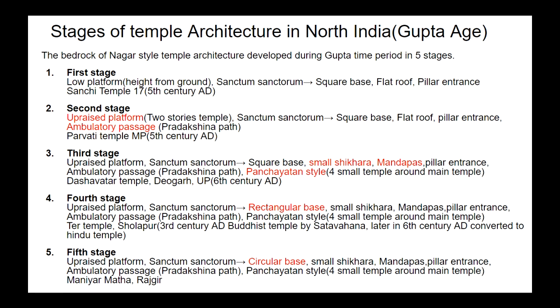So we have the first stage where we have a very basic temple, sanctum sanctorum with square base, and there was no sikhar, it was a flat roof, and there was a pillar entrance, and the platform was also low. In the second stage, we changed it to an upraised platform, and we added an ambulatory passage around the sanctum sanctorum. In the third stage, we changed the flat roof to a small sikhar. Then we also added mandapa in the third stage and panchayatan style.